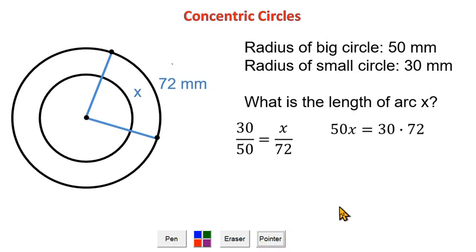Let's cross multiply. 50 times X equals 30 times 72. So 50x equals 2160. Divide both sides by 50, and you've got X equals 43.2 millimeters. So if we had concentric circles, and I knew the radius of each of those, and I knew that this arc was 72, I can use proportions to find the measure of this arc. That is the end of your notes. You have everything you need to be successful, hopefully, on this assignment.